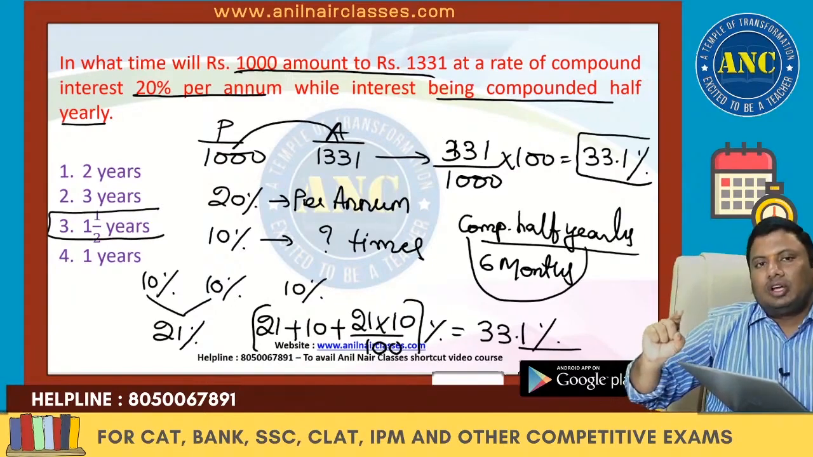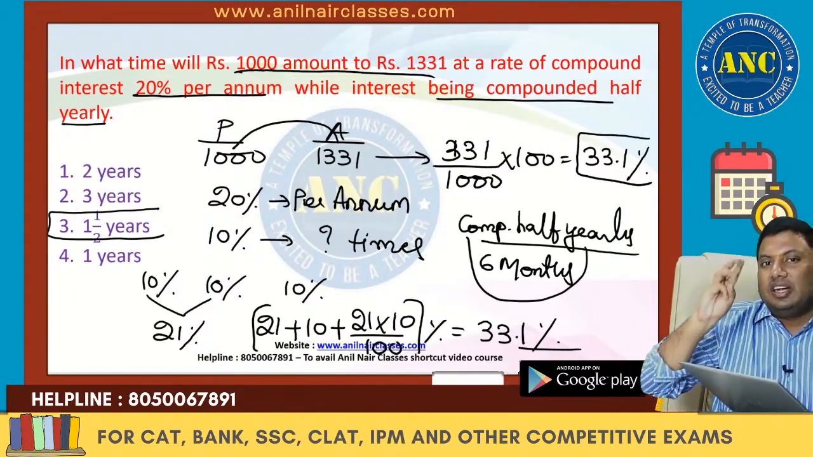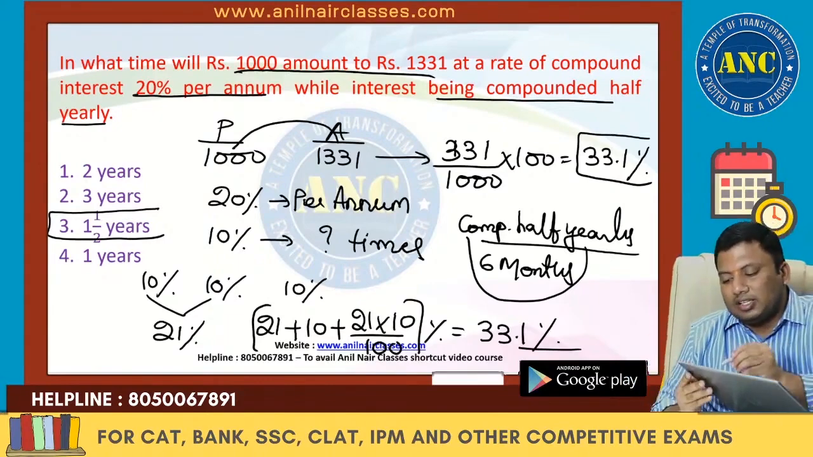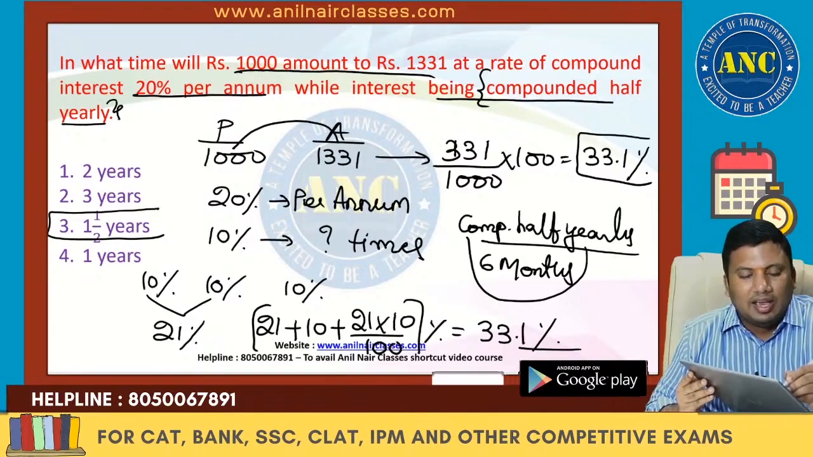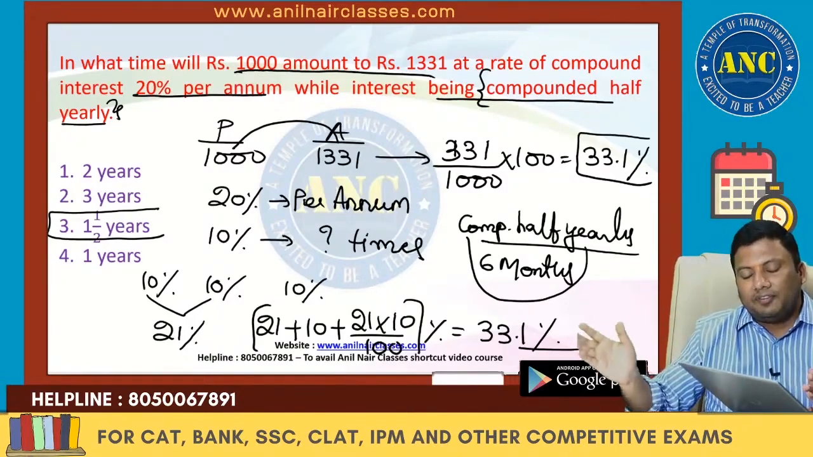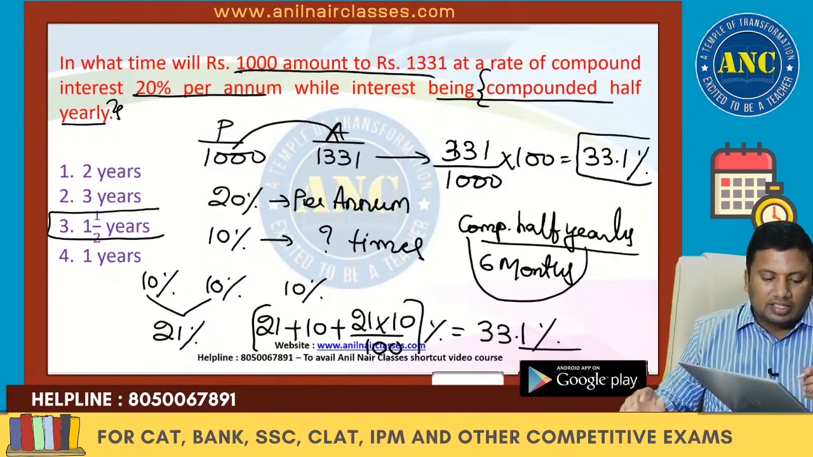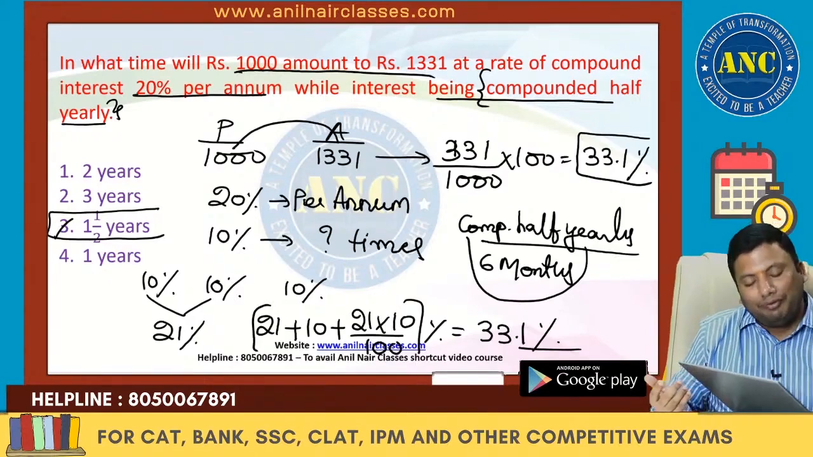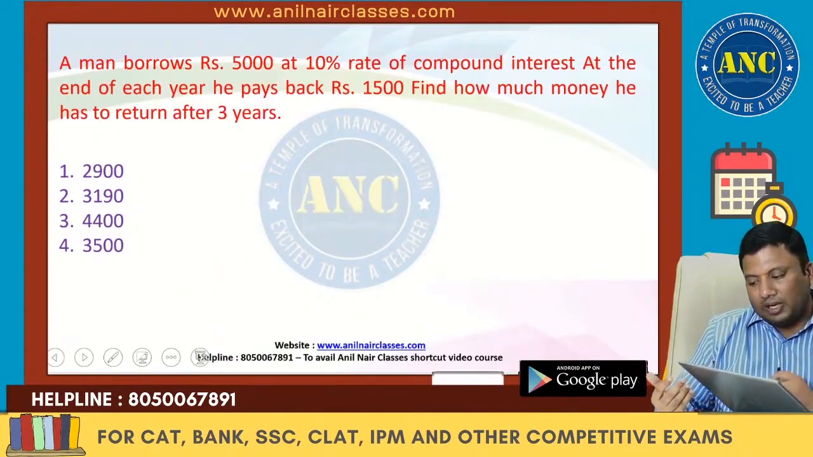1.5 years is nothing but 10% done 3 times, because it is compounded half yearly. First 6 months I will do, next 6 months I will do, second year first half 6 months I will do. Answer is 1.5 years. Beautiful application of successive percentage.